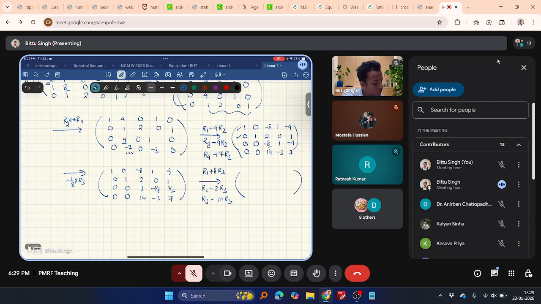So R1 plus 8 R3 means this 8 plus minus 8 becomes 0, 1 0 0. Then minus 1 plus 1, which is again 0. Then 4 plus 4, which is 8. After that, R2 minus 2 R3. So it is 0 1, 2 minus 2 becomes 0.